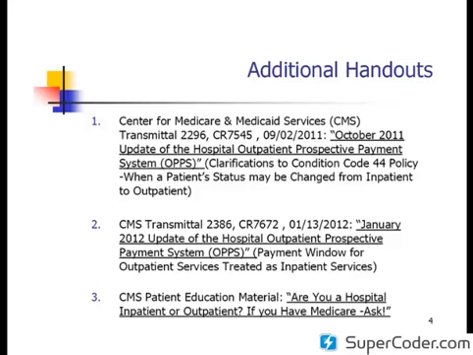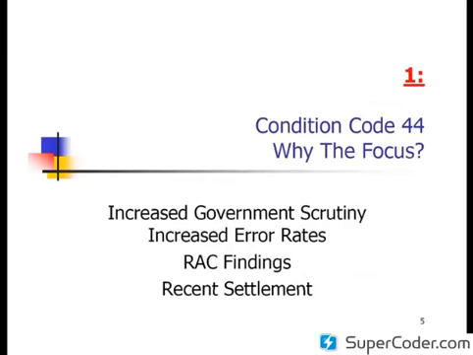And the last handout, number 3, is a patient pamphlet created by CMS, I believe, back in December 2010, that is intended for patient education, and the title is, Are You a Hospital Inpatient or Outpatient? If you have Medicare, you should ask. So those are the additional things that I wanted you to have access to. So on slide 5, these are just topics in the first section on why there is such an increased scrutiny.